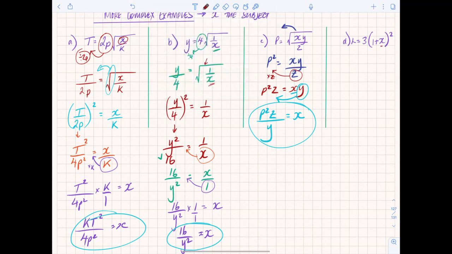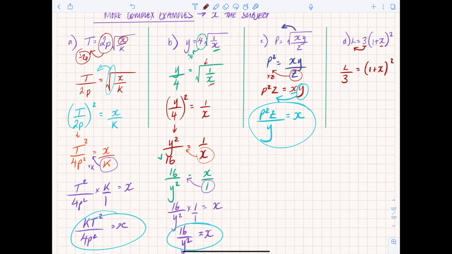We're still trying to get x on its own. So the first thing that's going to go is this 3. Now, where that bracket is, that means 3 multiplied by all of that. So I'm going to divide it. So it becomes L over 3 is equal to 1 plus x all squared.